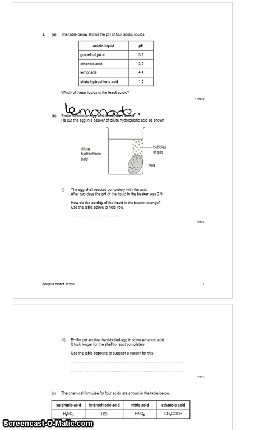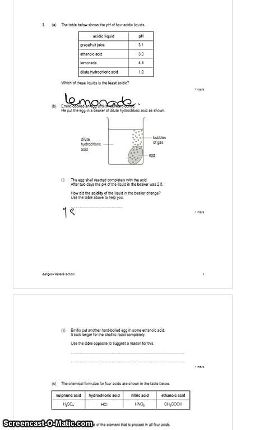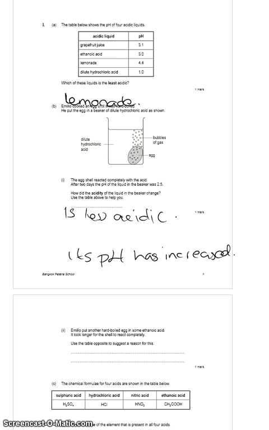So you started off with a dilute hydrochloric acid, and he had a pH of 1.0 based on the table above. When he finished, he had a pH of 2.5. So the acidity of the solution is less acidic. We could also say its pH has increased. So you would get a mark for either one of those.